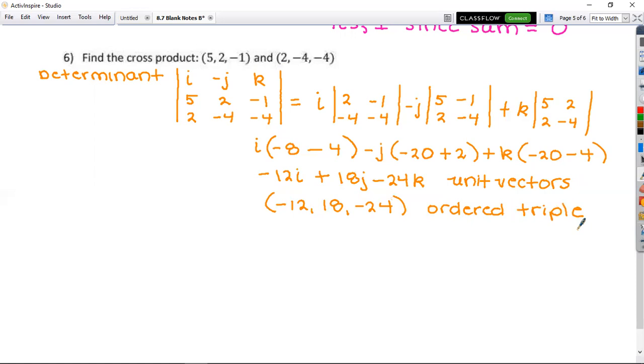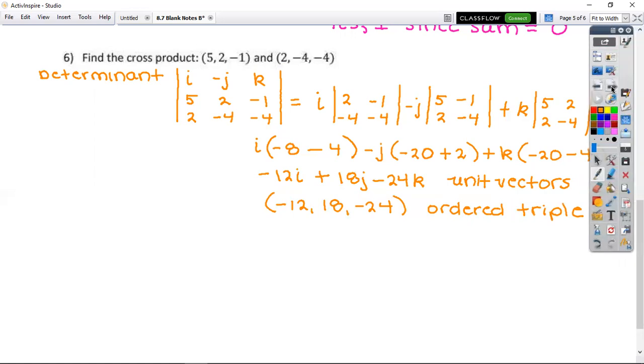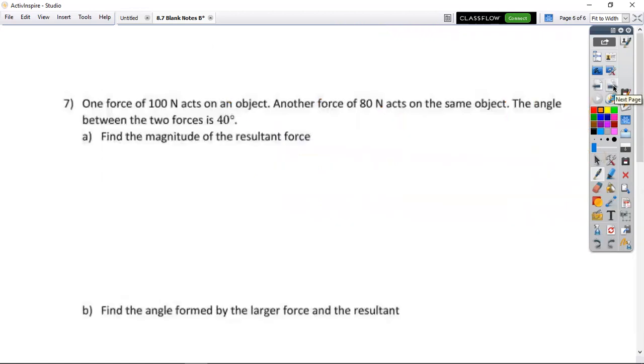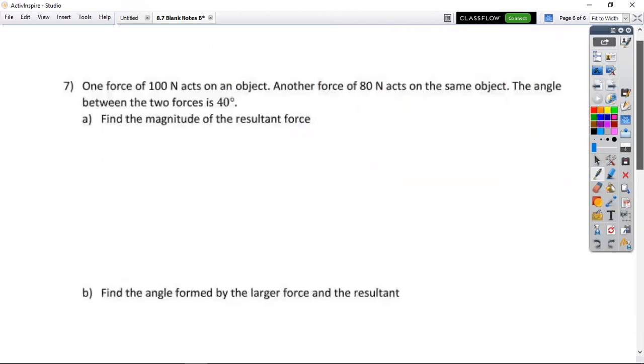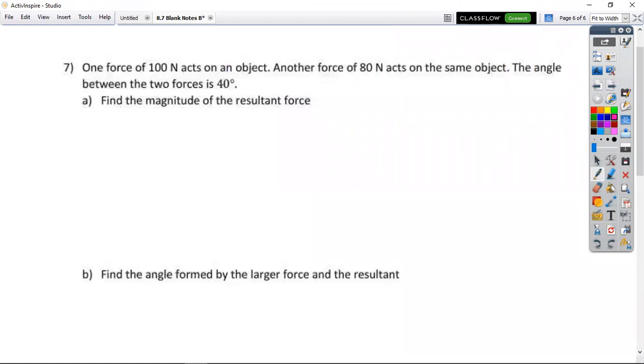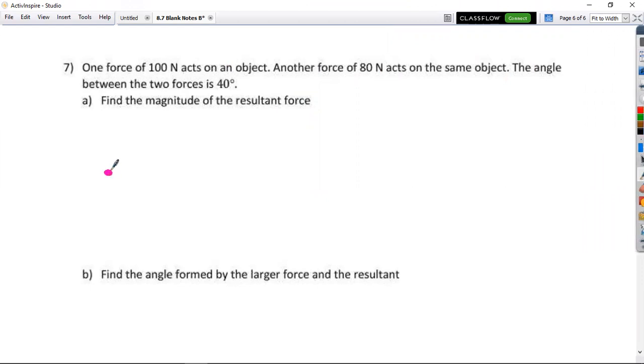All right, how are those? Still good? Perfect. All right, your next type. This is your force question. All right, so we have one force of 100 newtons acting on an object. So here's your object.